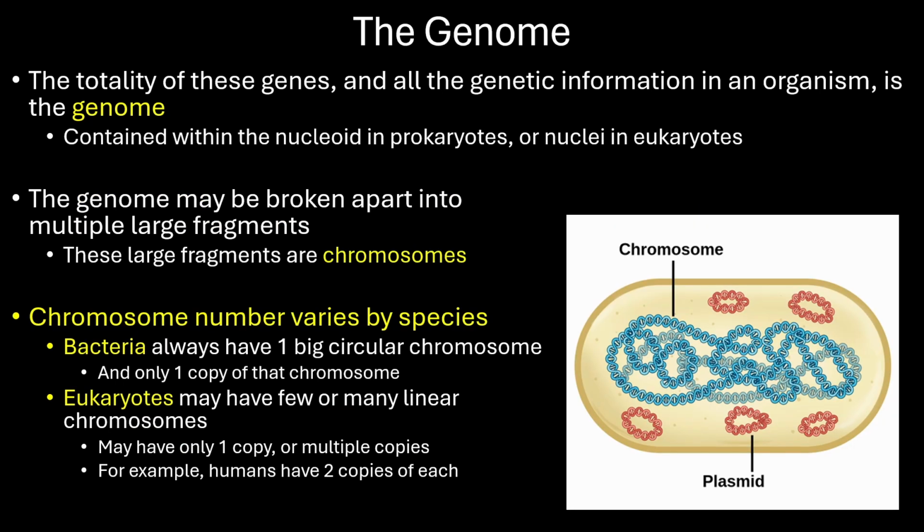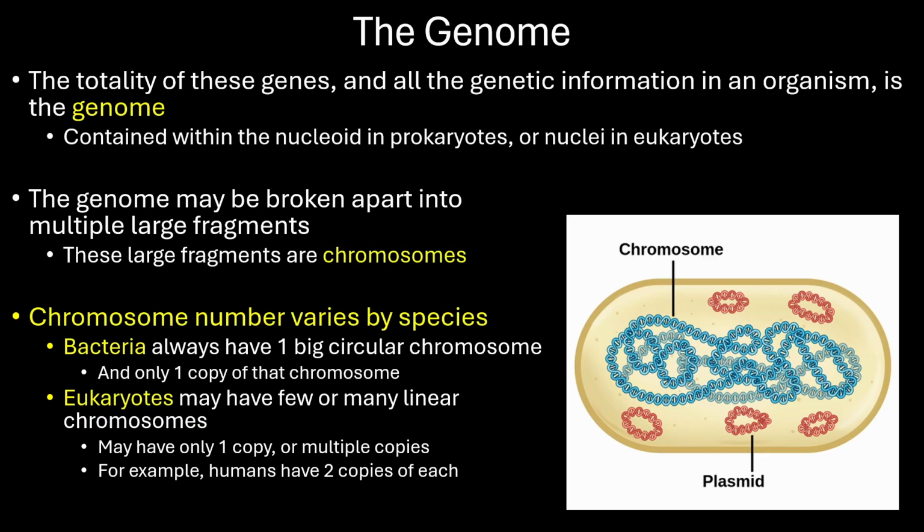Now, the totality of these genes, all of the genetic information that is in this organism, is what we call the genome. The genome is something that's contained within the nucleoid region of the prokaryotes and the nuclei of eukaryotes. So depending on what organism we're talking about, it will be organized in a different way, placed in a different kind of structure. Now that genome might be broken apart into different chunks, large fragments that we call chromosomes.